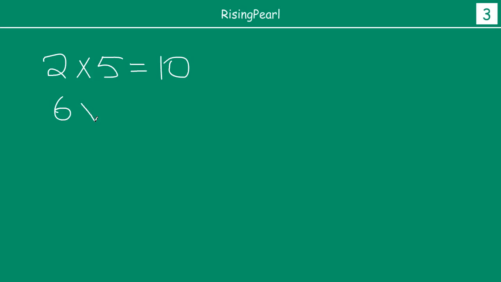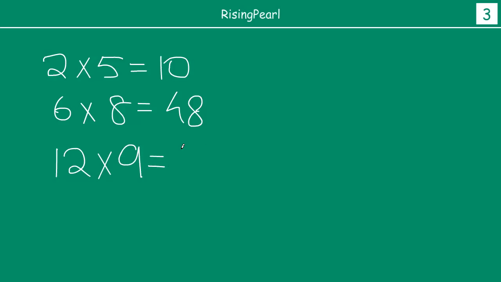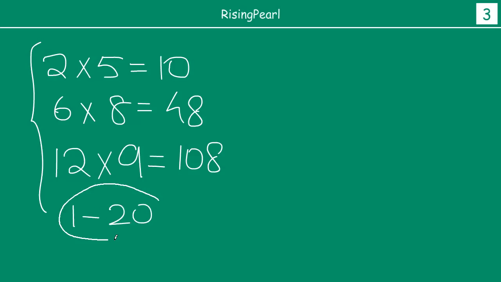If I ask you 6 times 8 is how much, you know it is 48. And similarly, if I ask you 12 times, maybe 9 is how much, you will know that 12 times 9 is 108. The point I'm trying to make here is that these are the values you know because you know the tables through 1 through 20. Over the years, you have memorized these tables. So these values automatically come to you.